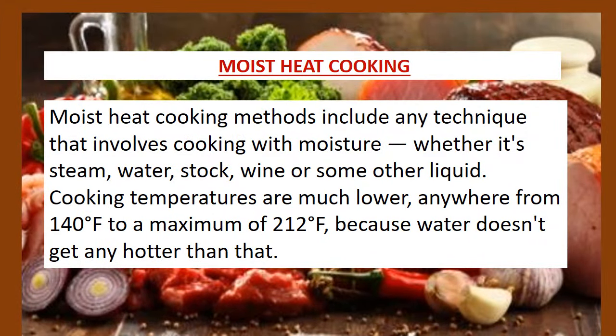The next method is the moist heat cooking. Moist heat cooking methods include any technique that involves cooking with moisture, whether it's steam, water, stock, wine, or some other liquid. Cooking temperatures are much lower, anywhere from 140 Fahrenheit to a maximum of 212 Fahrenheit, because water doesn't get any hotter than that.